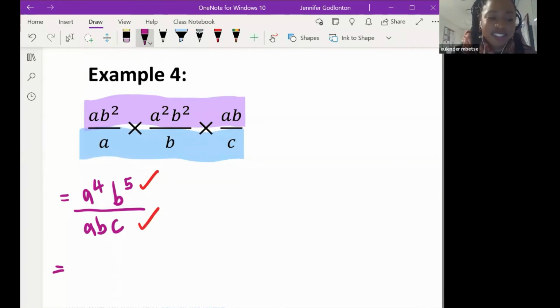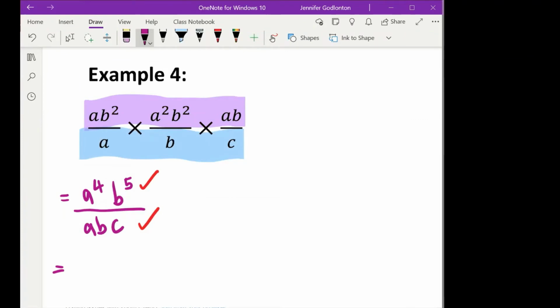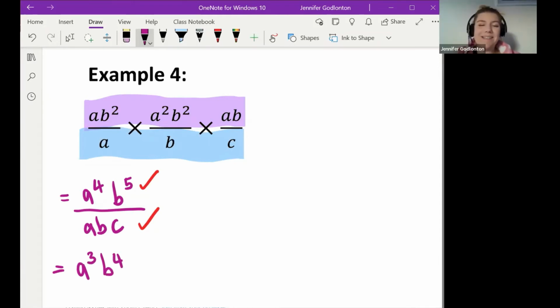So what would my final answer be here? Yes, and then the final answer would be a to the power of 3, b to the power of 4, c. Ooh, where is that C going?